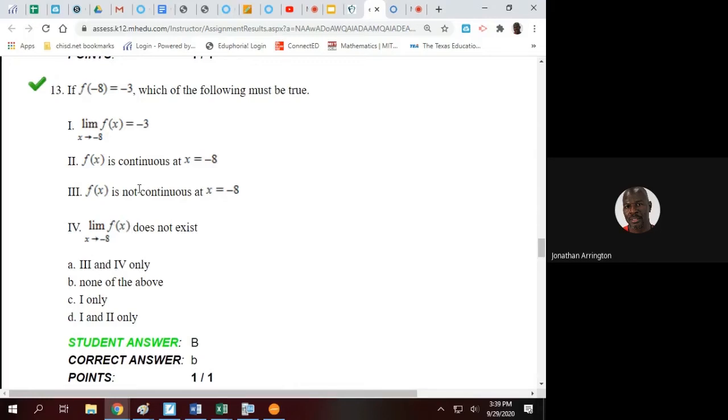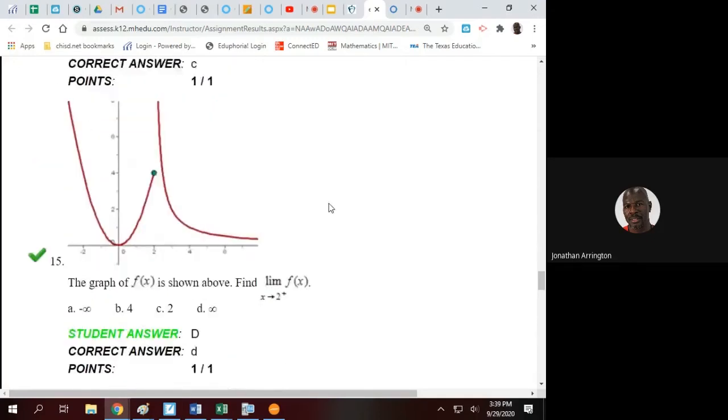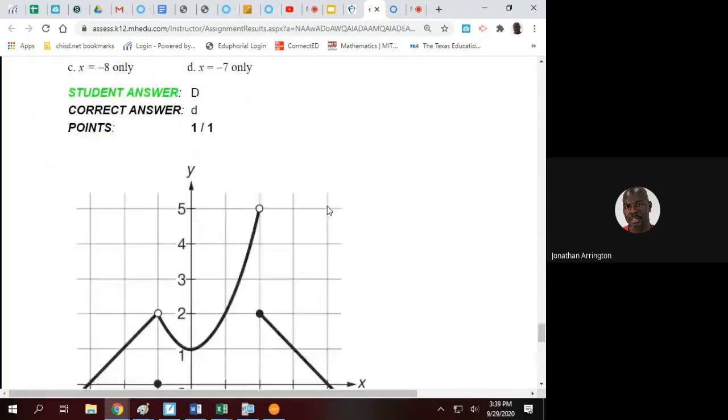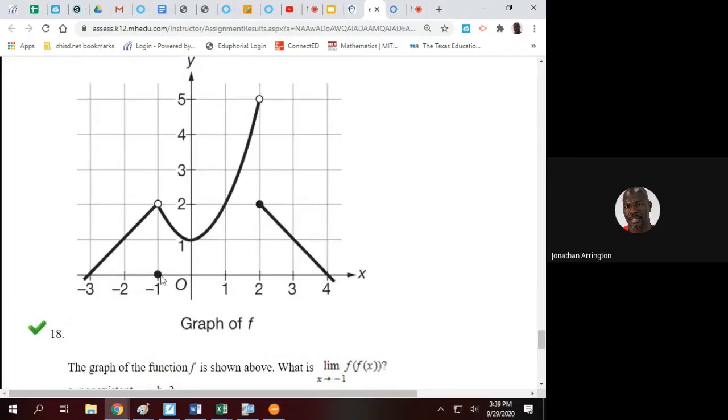And 2 and 3 are talking about being continuous or not continuous. So if I know the value of the function at the point, does the function have to be continuous, or does the function have to not be continuous? Again, let's take a look. So here I know the value of the function at the point. It's not continuous. That's at x equals -1. At x equals 2, I know the value of the function at the point. The function is not continuous.